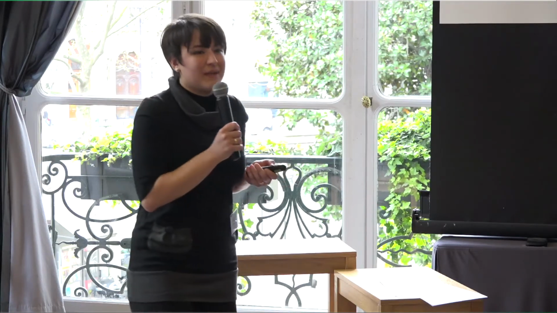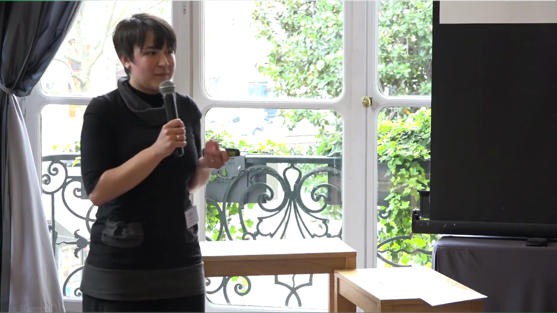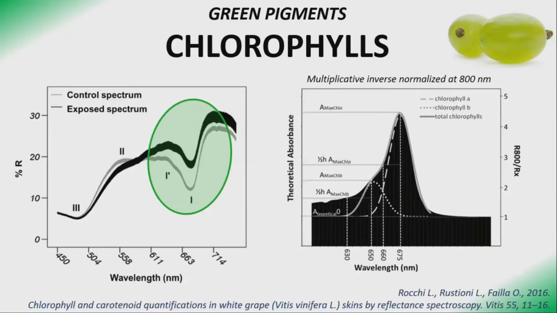Another pigment that we can easily detect in the berry, especially in white grapes, is chlorophyll. So you see two bands. This one, the main band, is chlorophyll A, and the shoulder is chlorophyll B. So we can quantify the chlorophyll content in the berry.